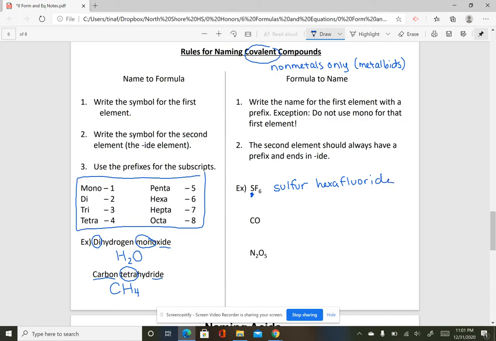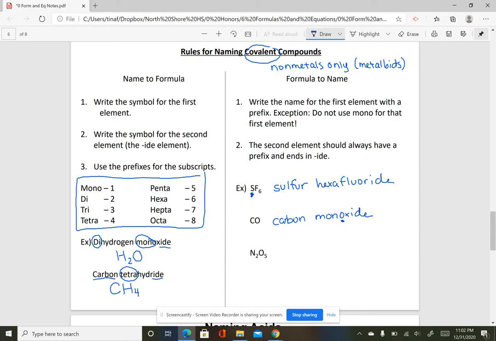Right. CO, so carbon, there's just one of them. I don't use a prefix. But for the second thing, you always need a prefix. So to say there's one oxygen, I say monoxide. And guys, you don't want to put two O's next to each other. So that one O goes with the mono and it goes with the oxide. You don't have to write two.